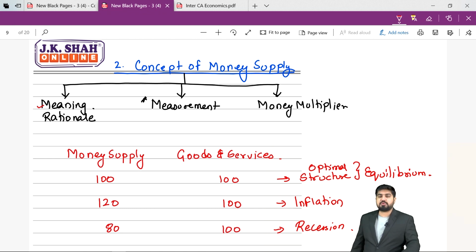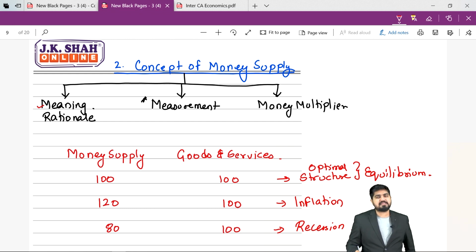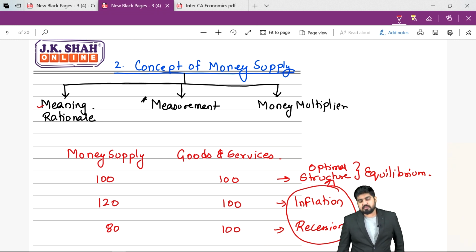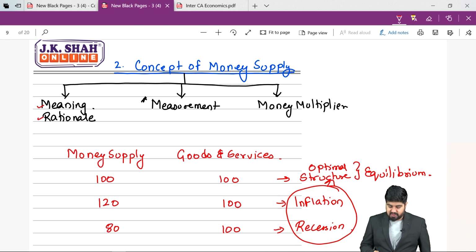So in our economy students, neither inflation is desirable nor a recession. So what do we need to do? RBI will intervene and will try to make our economy in such a manner that the money supply reaches the equilibrium level. So is it important? Yes sir, very important. How does it help RBI?